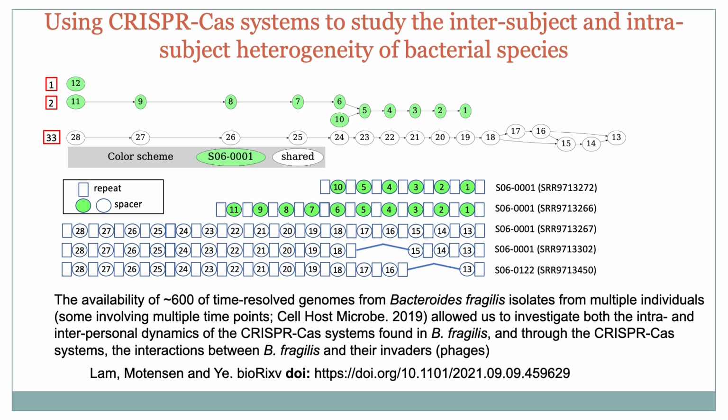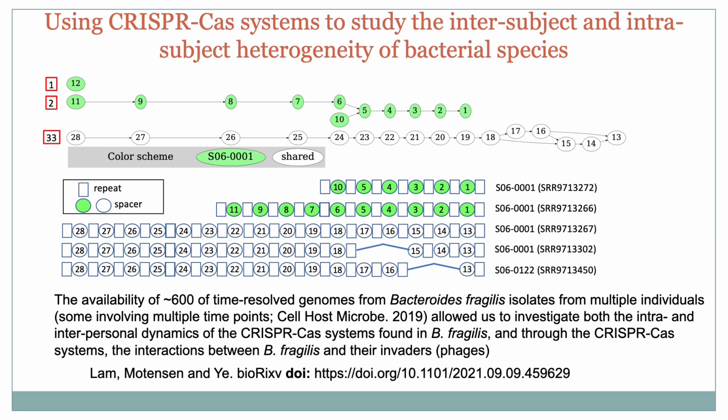The plots on this slide show the spacer graph representation and also a pile-up view of the CRISPR arrays found in B. fragilis at different time points of a specific individual subject called subject S06. The plots reveal that there is a major isolate of B. fragilis which has CRISPR arrays containing the spacers without any colors, and this isolate is shared by B. fragilis isolates found in different time points, and there are two different variants of B. fragilis containing CRISPR arrays with green spacers.